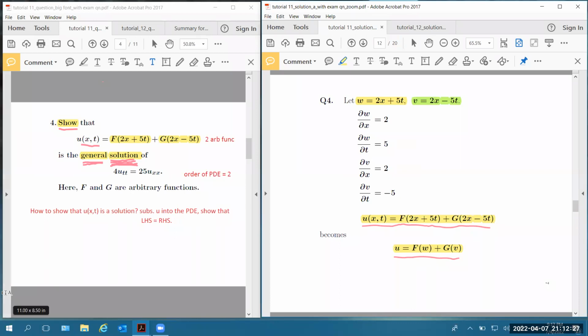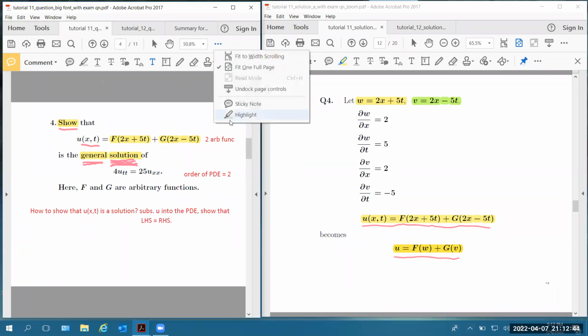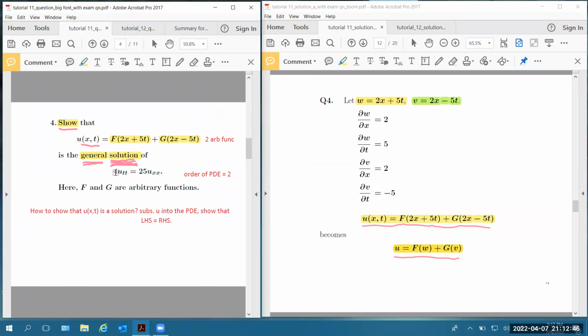Okay, so I'm going to proceed to substitute this u, this one here, into your PDE. All right. Then if you take a look at your PDE, what do you have? I got a u_xx. Now I see that there's a u_xx, right? So that means I need to find ∂²u/∂x².